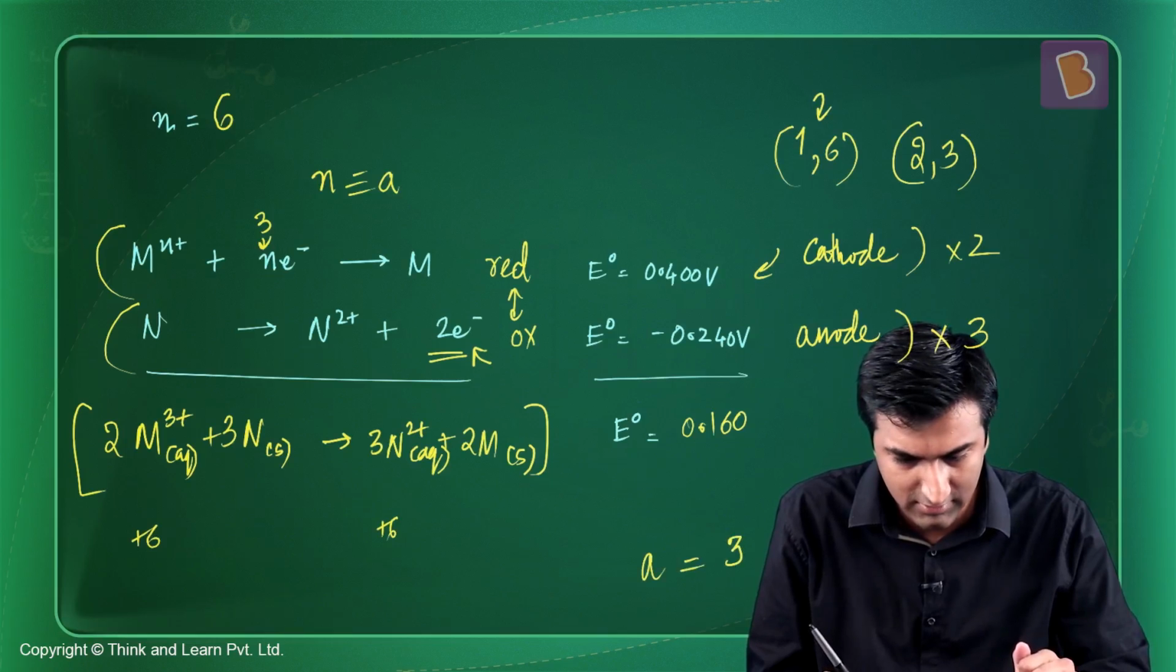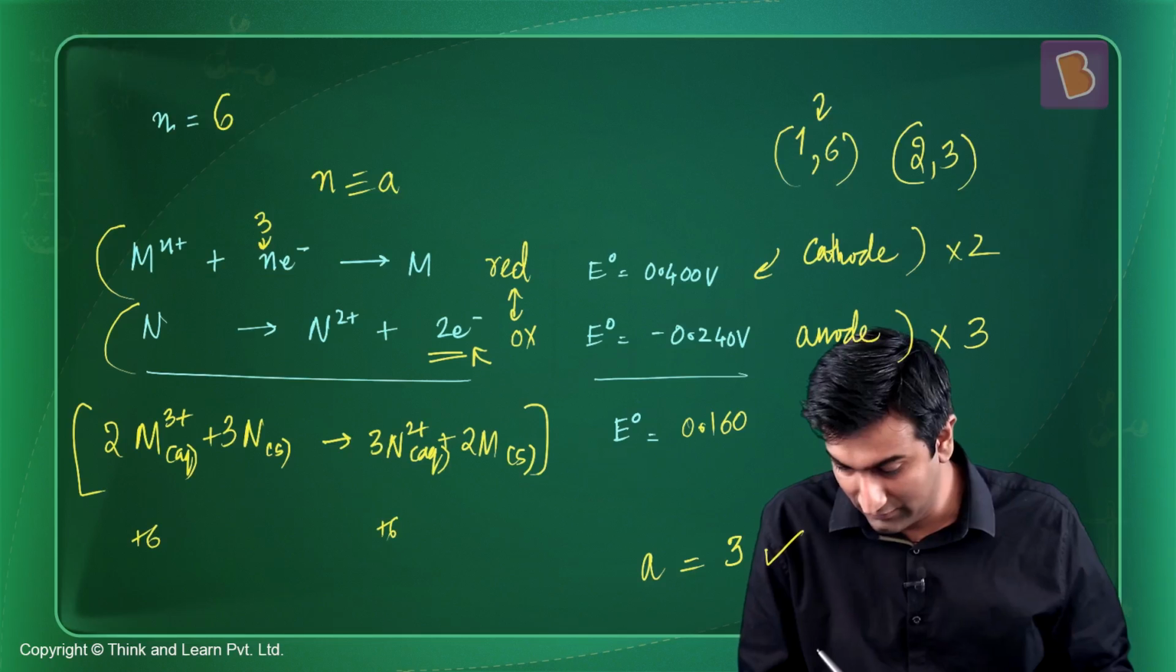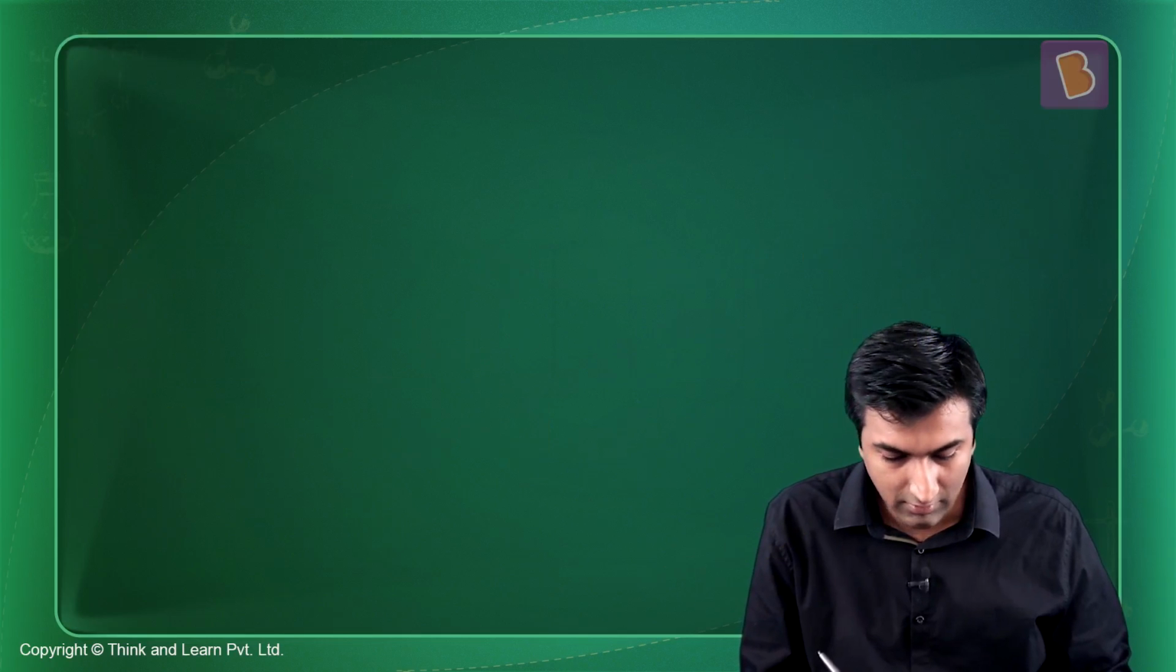Option said 2, right? I don't think that's correct then. I don't think that's correct. So A is definitely 3. Let's see what's next. Next idea was to use this Q factor, right?